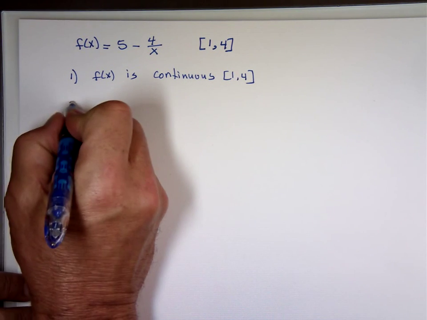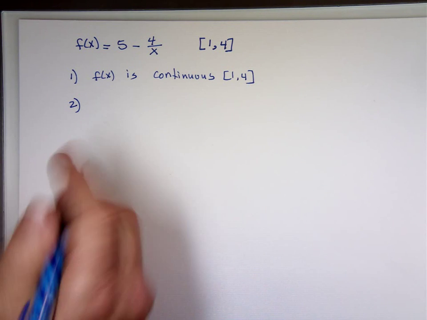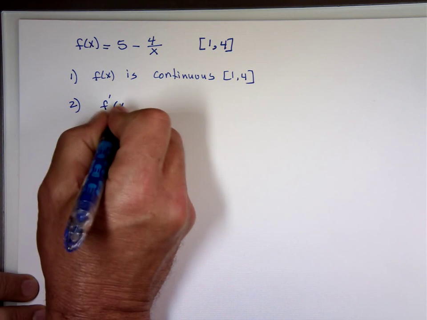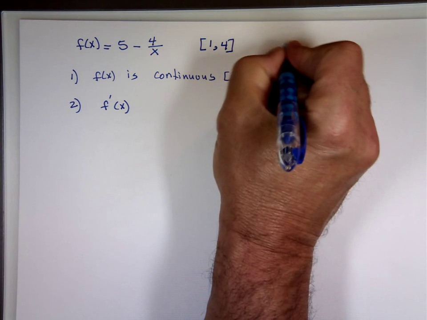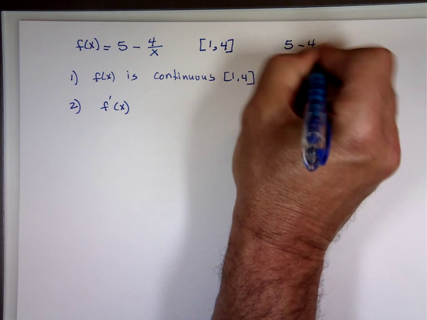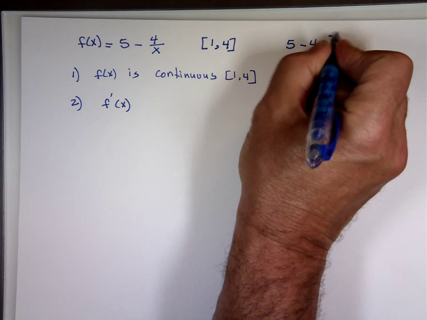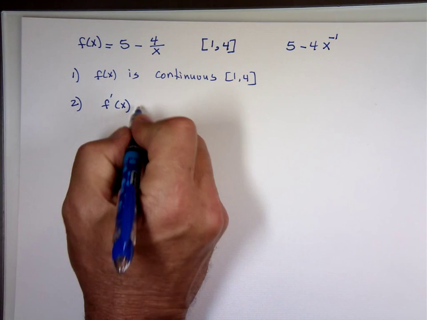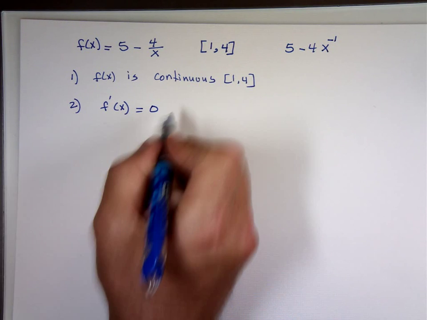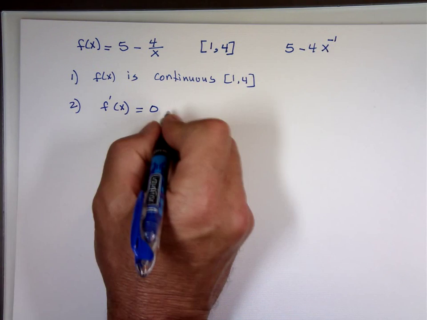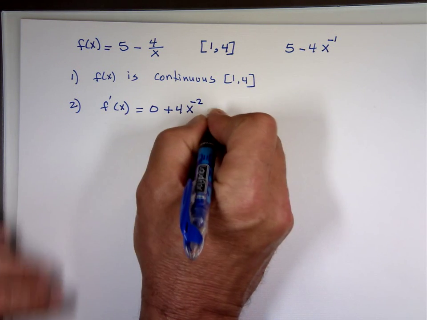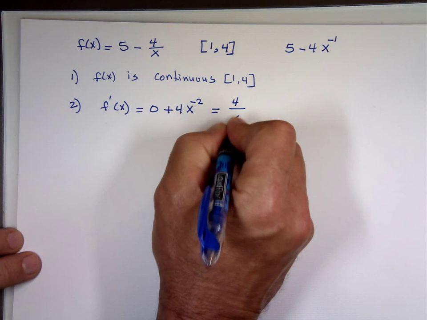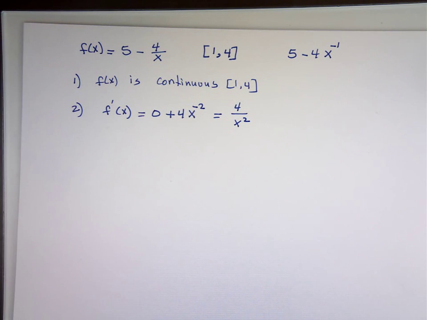Step number 2, we must have a derivative between 1 and 4. Let's take the derivative. And if you're thinking about the quotient rule, you can waste time here, because you can write that as 5 minus 4x to what power? Negative 1. What's the derivative now? The derivative of 5 is 0. What's negative 4 times a minus 1? Positive 4x to what power? Negative 2. That's 4 over x squared. You could have done the quotient rule. There is no need for it.